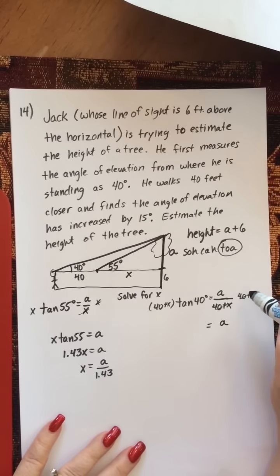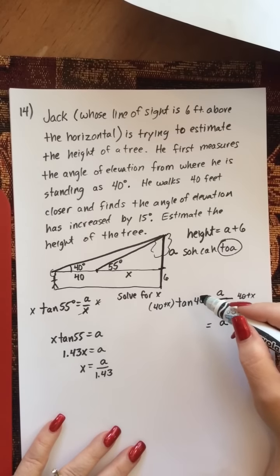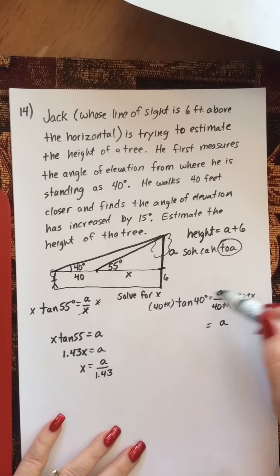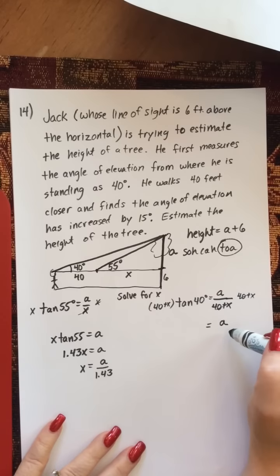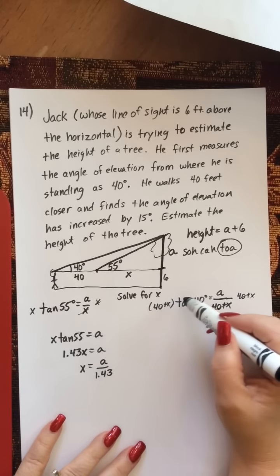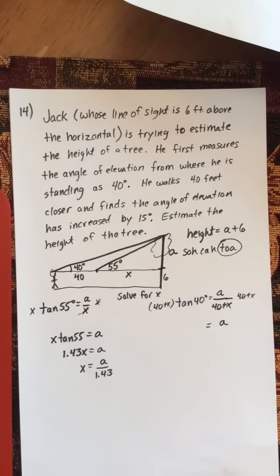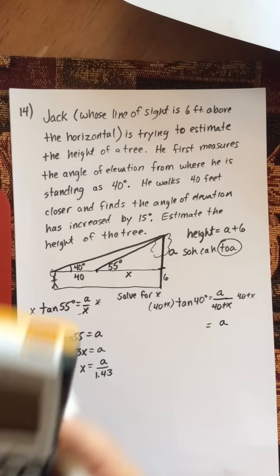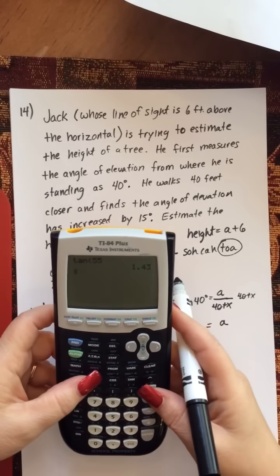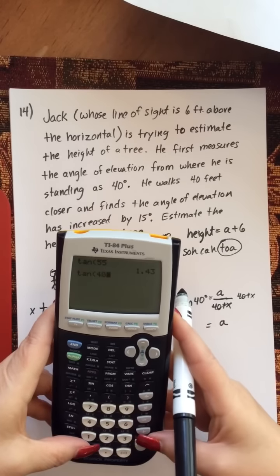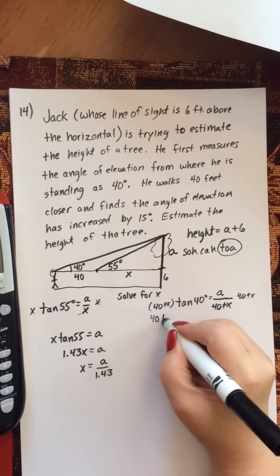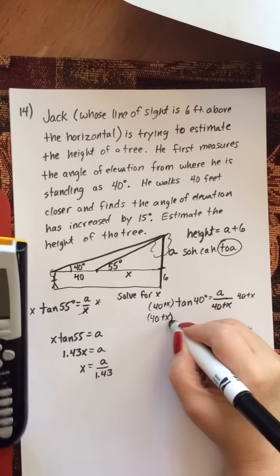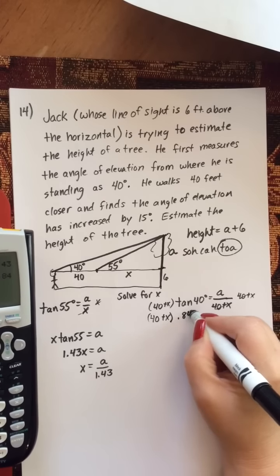All right, so I'm trying to get x by itself, though. So I multiplied both sides by 40 plus x. And so now I just have a on this side. And now I have 40 plus x times tangent of 40. So what is the tangent of 40? Let's figure that out first. Tangent of 40, I'm just doing it to 2 decimal places, is 0.84. So it's really 40 plus x times 0.84.